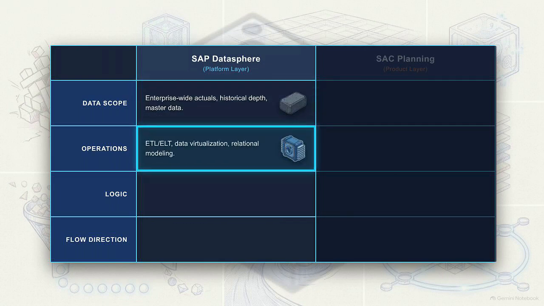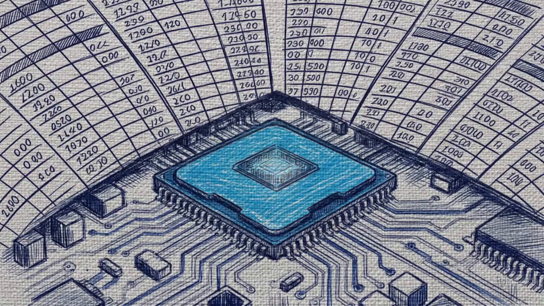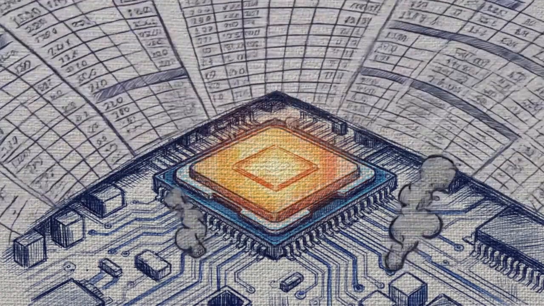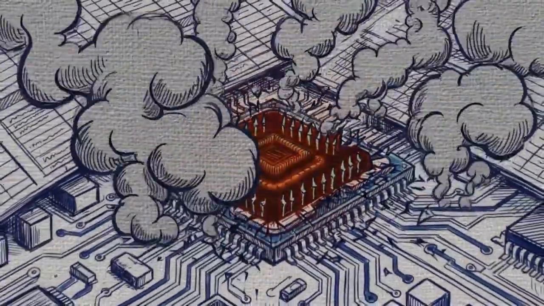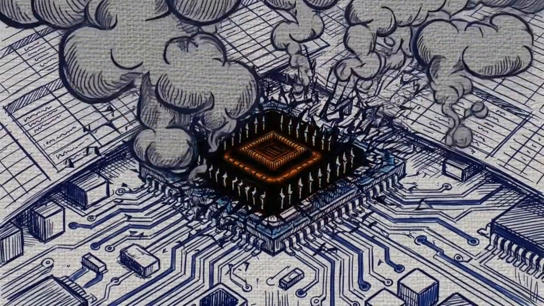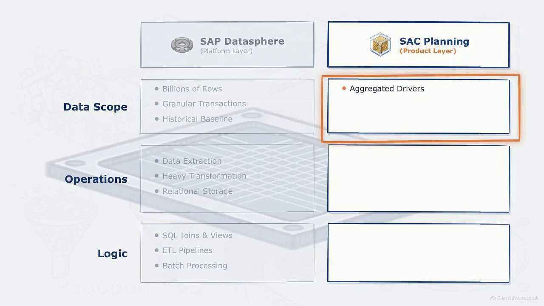Dropping down to operations, DataSphere executes the heavy relational transformations, ETL processes, and data virtualization. For logic execution, DataSphere handles complex table joins and the mapping of business semantics across both SAP and non-SAP systems. If you attempt to process these relational operations inside an in-memory multidimensional structure like SAC, the calculation engine exhausts its resources and crashes. Switching to SAC Planning, the tool consumes a highly curated, aggregated slice of that data.